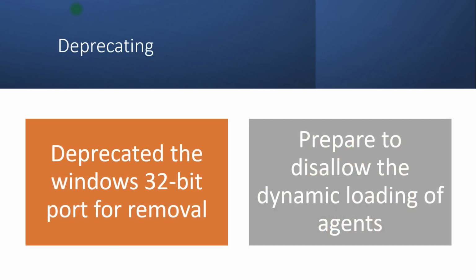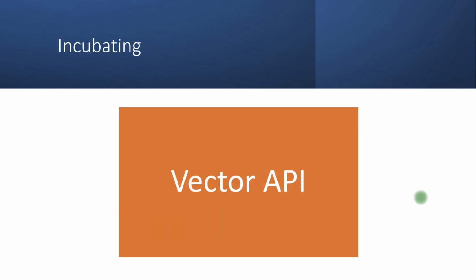Incubator, and whatever they are deprecating: as a programmer, it should not worry us if they are going to remove something, but we should know it. They are going to deprecate the 32-bit port for Windows. That's it; details you can see in the document. They are going to prepare for disallowing the dynamic loading of agents. Again, details you can get there. The Vector API is still in the incubation phase. If it passes that phase, as I told, it is going to be in preview, and then it will come as a main feature.